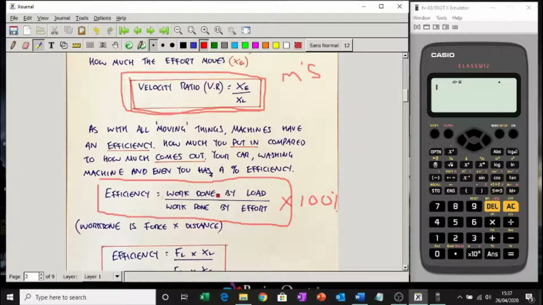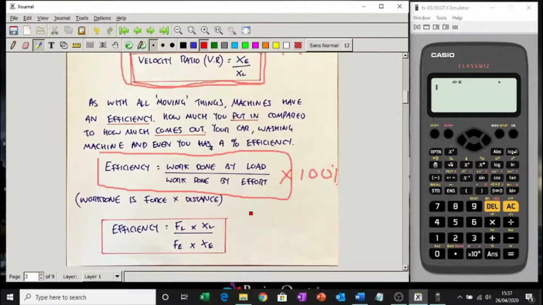So efficiency is work done by the load over work done by the effort. So work done in, work done out. We know that work done is force times distance. So the force of the load times the distance of the load, and the force of the effort times the distance of the effort, because work done is force times distance. This is work done.